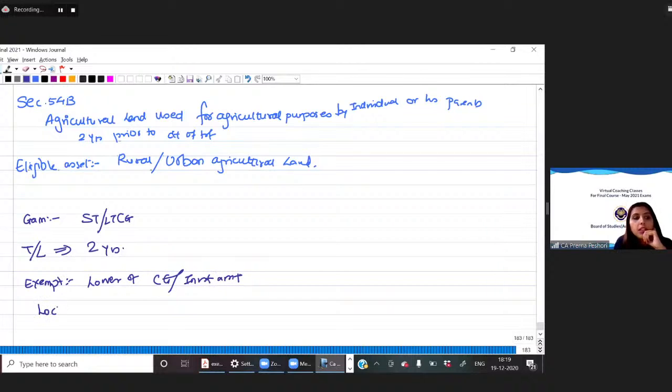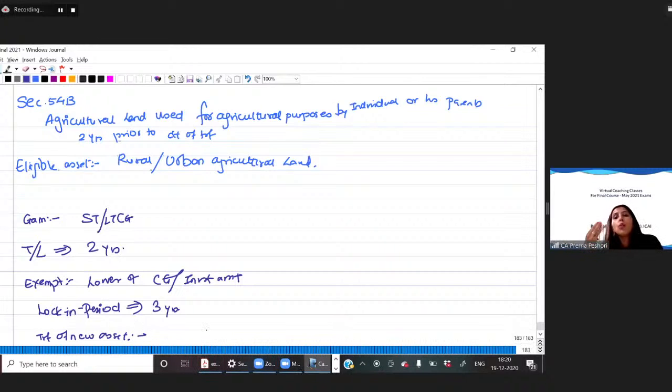Lock-in period is 3 years from the date of acquisition. And if you violate the lock-in period or transfer the asset, then the cost of acquisition will be reduced by the capital gain exemption amount, same like section 54.